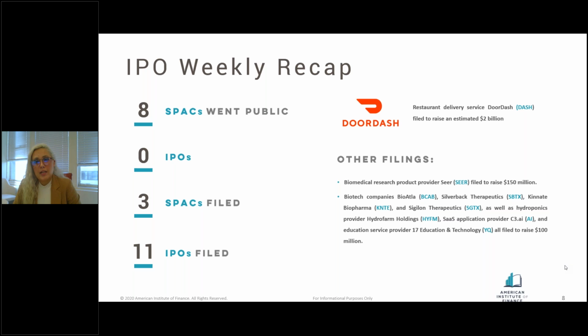It's important to notice that DoorDash finally filed with the SEC to go public with the ticker DASH to raise an estimated $2 billion. Other notable filings include some biomedical research providers; in particular, Seer filed to raise 150 million, and all the companies that you see in the second bullet point are raising 100 million. These are biotech companies: BioAtla, Silverback Therapeutics, Kinnate Biopharma, and a few others.